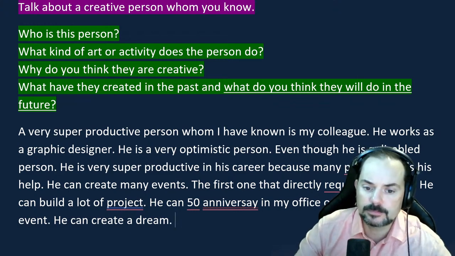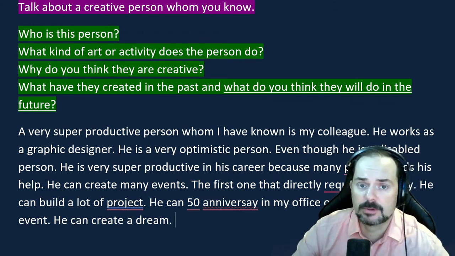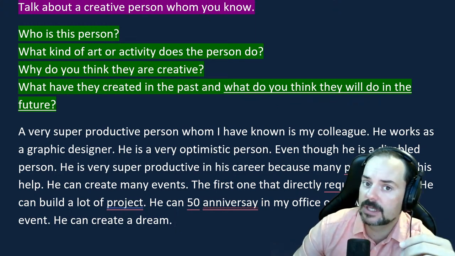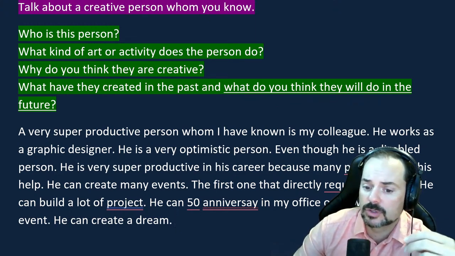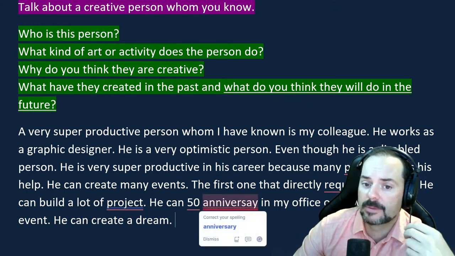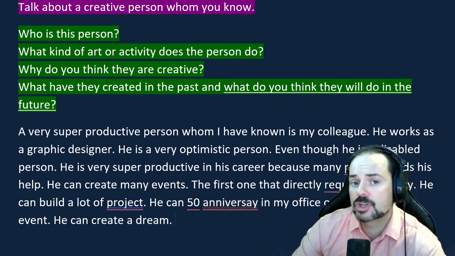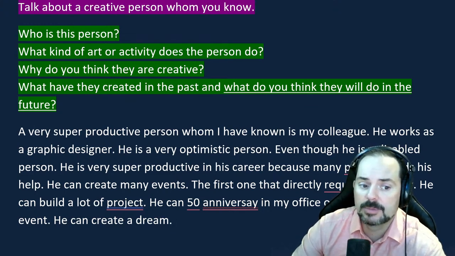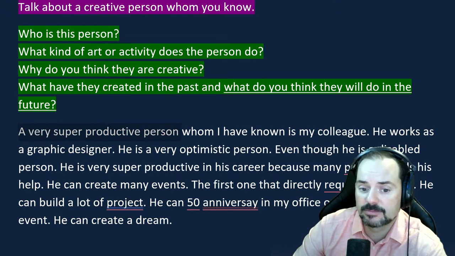So the first and biggest problem with the response, Sunantha, is you didn't clearly address the topic of creativity. You were kind of talking about creativity, and you used the word create, but it wasn't clear from the beginning. So as the examiner, I'm not sure if you understood the card well in this case, because you said a super productive person who I have known.